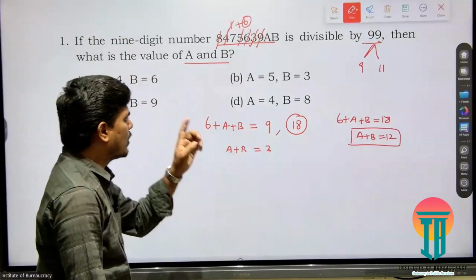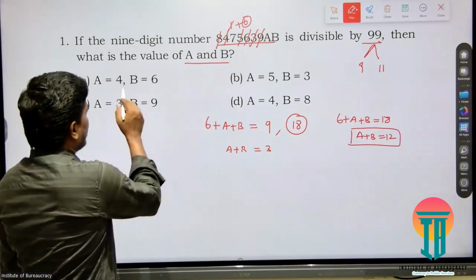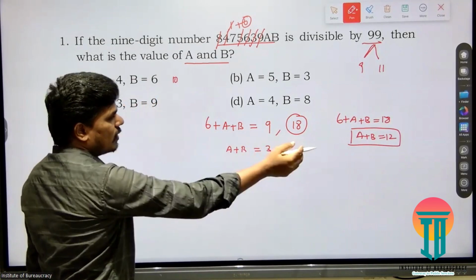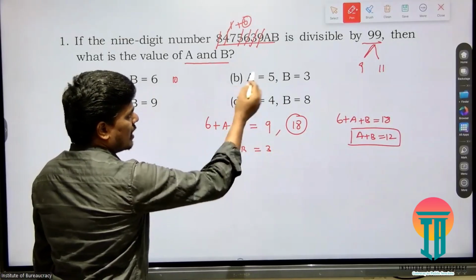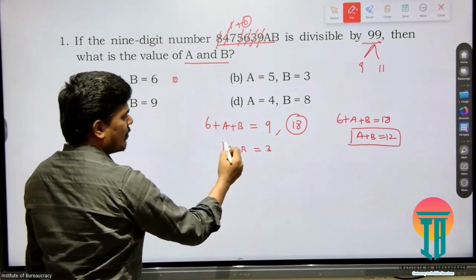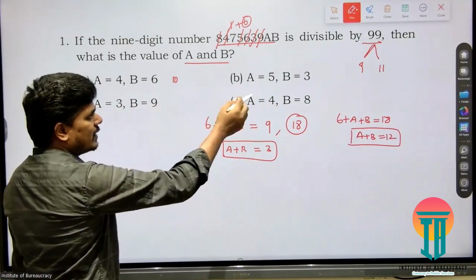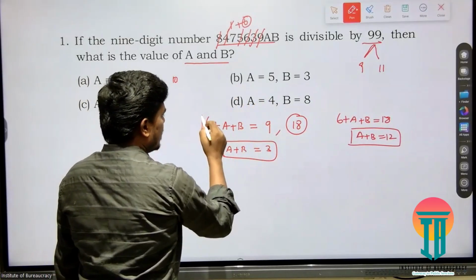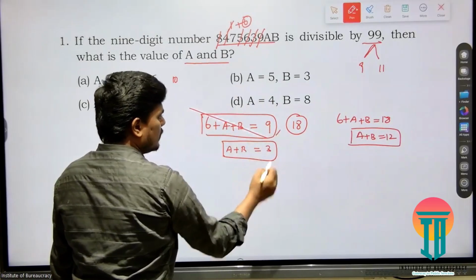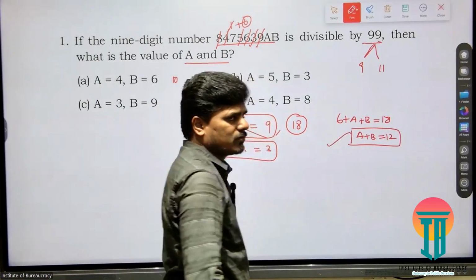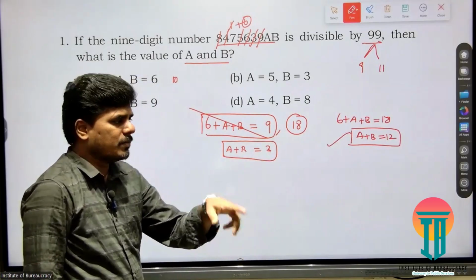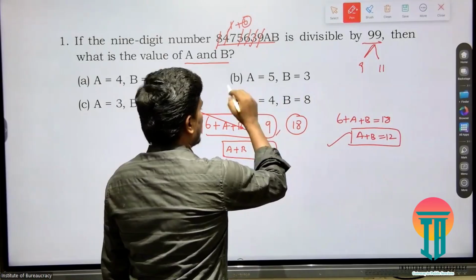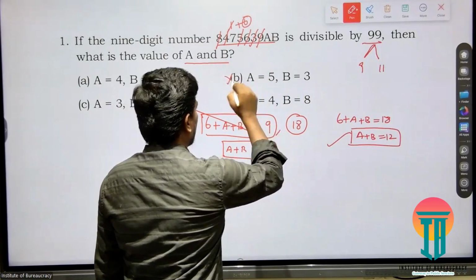Now if you look at the options they have given: A value 6, B value 10, sum is going to be 10. It is not 12. That means whatever options they have given, the sum of A plus B is not 3. They have not given any such number. Therefore, this possibility we are going to rule out. So we are going to go with this possibility only: A plus B, if we add, should be 12. Here A plus B, if you add, we are getting 8. Therefore, this is also ruled out.